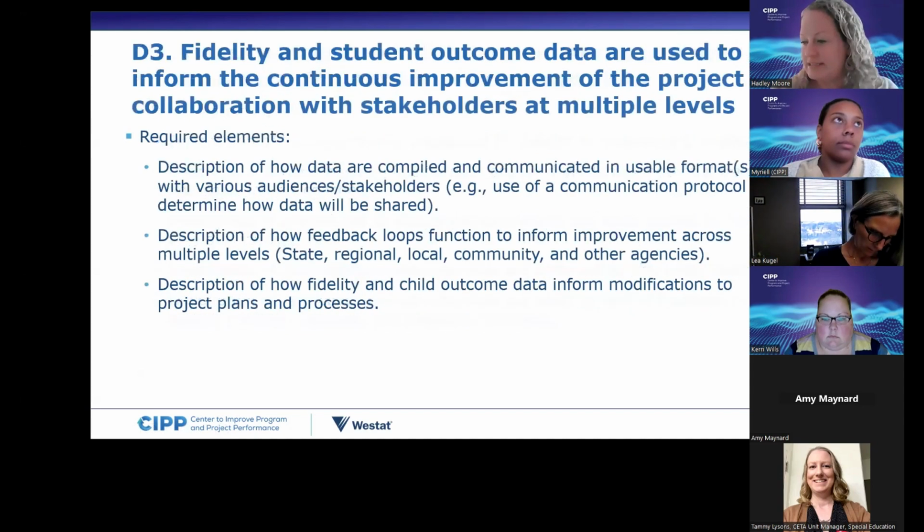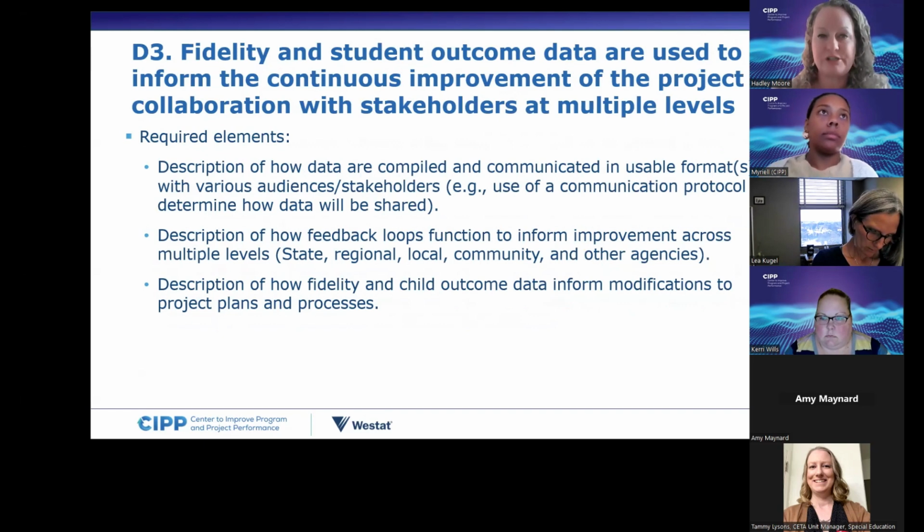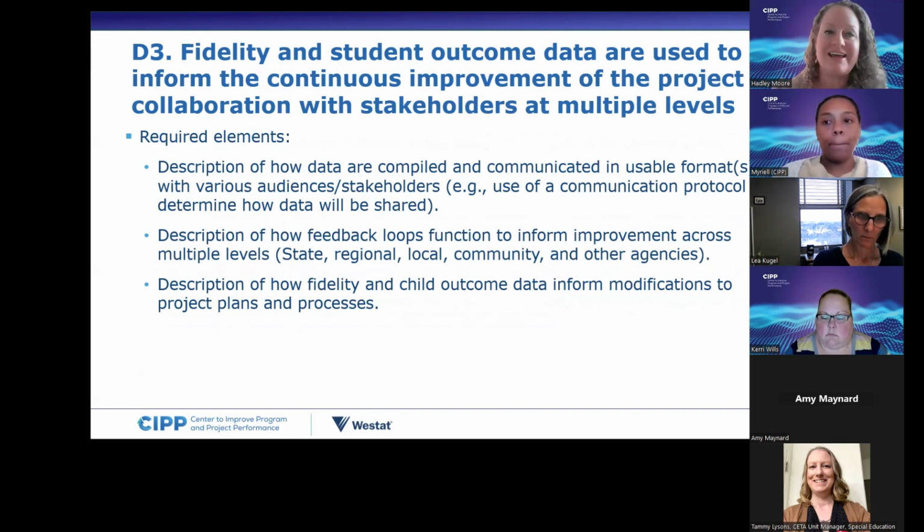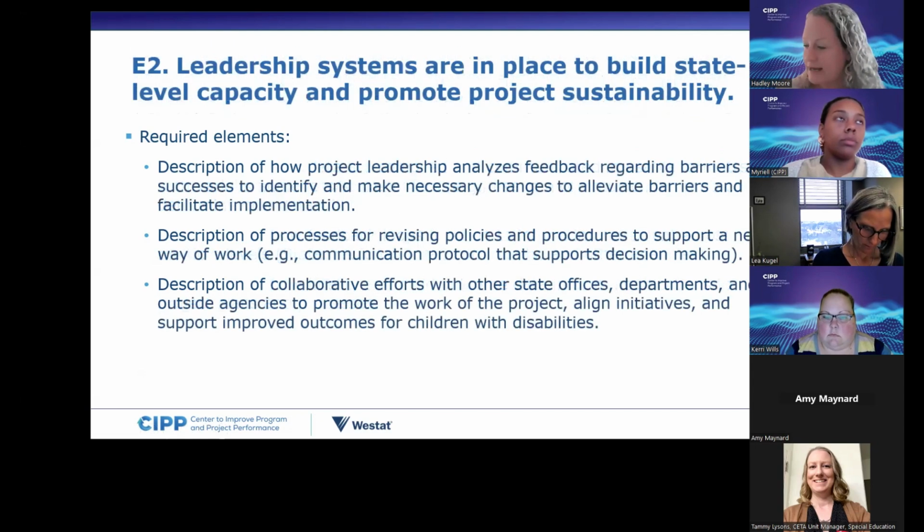The next one is D3. And D3 is fidelity and student outcome data are used to inform the continuous improvement of the project in collaboration with stakeholders at multiple levels. And the required element here that comes up as a challenge is again the feedback loop. So again, that real loop is what we're looking for, with feedback going to state, regional, local, community, and other agencies.